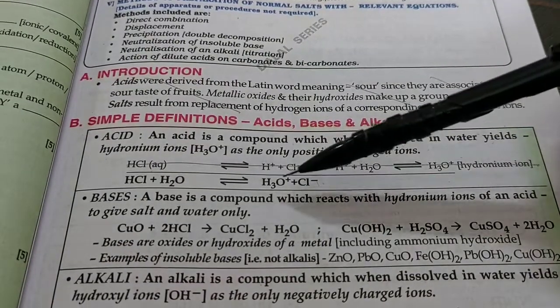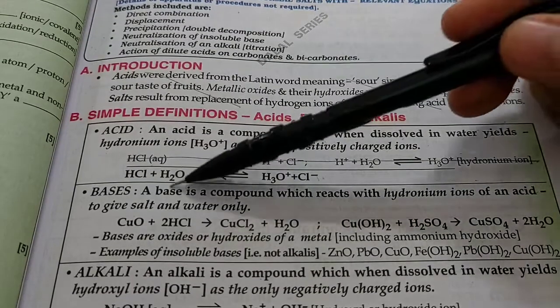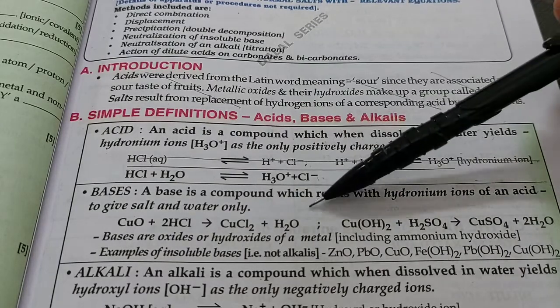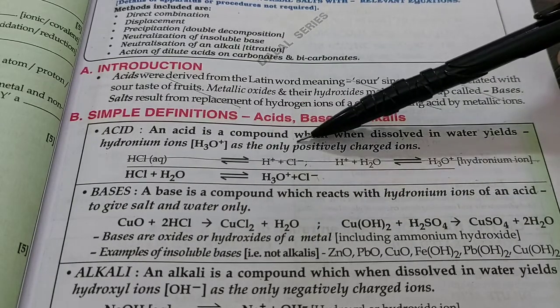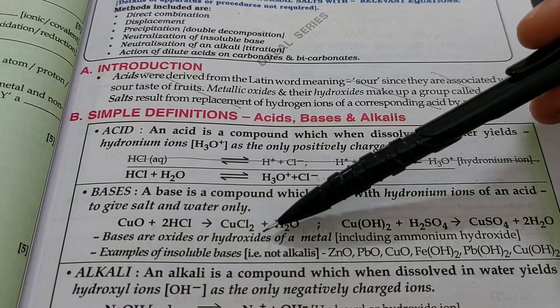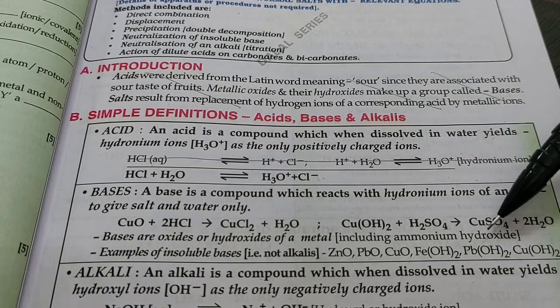Now the definition of a base. A base is a compound which reacts with hydronium ions of an acid to give salt and water only. That's a neutralization reaction. So you can say base is the opposite of acid. Usually metallic oxides or hydroxides are bases. But there is one exception, ammonium hydroxide. Even that is a base, even though it is not a metallic oxide or hydroxide.